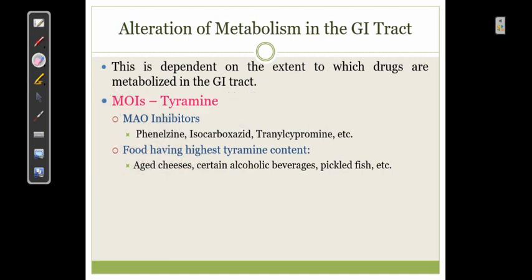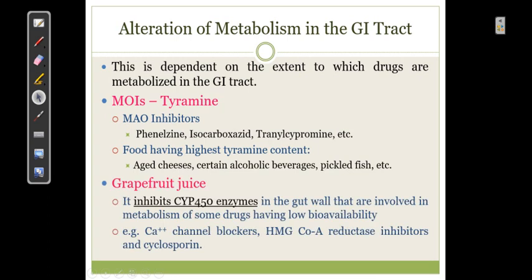Second important example is with the grapefruit juice. Grapefruit, as I told you, is not grapes. Grapes are different, and grapefruit is a citrus fruit, just like lemon, just like oranges. So grapefruit juice normally is taken by patients in many countries.